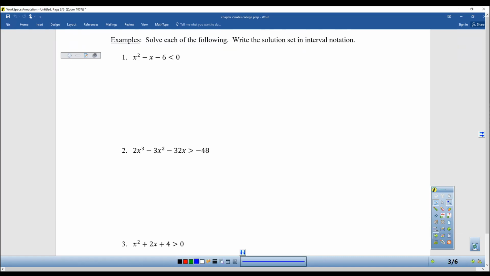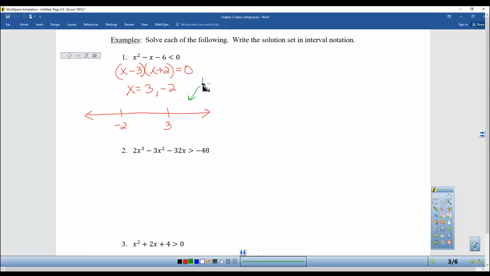All right, let's do these. So this one's already equal to 0. So I factor: x minus 3, x plus 2. I'm just going to change it to equal to 0. I found out that the zeros are 3 and -2. I make a number line. Here's my -2. Here's my 3. And then I test points.